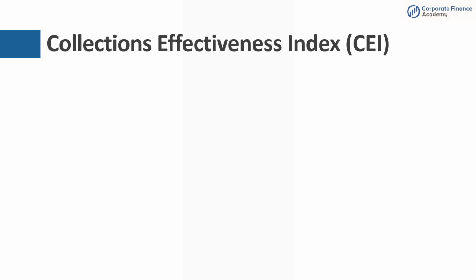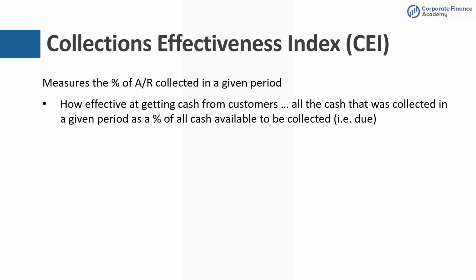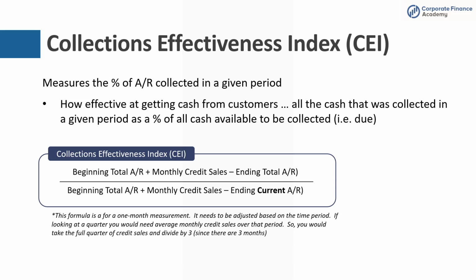Okay, so our third and final main AR metric here is Collections Effectiveness Index. So what this does is it measures the percent of AR that you collect in a given period. And this is really a percentage. So it shows how effective you are at getting cash from the customers. It's going to take all the cash that you actually collected as a percentage of all the cash that was available to be collected. It's going to give you a percentage, like a hit rate of how good you're doing. So how do you get to that?